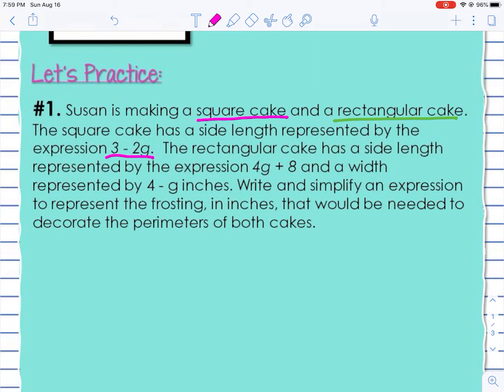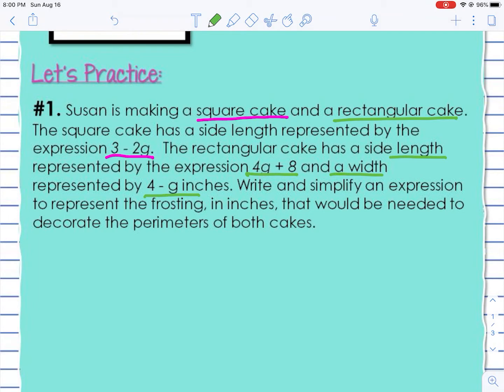The rectangular cake has a length represented by the expression 4g plus 8 and a width represented by 4 minus g inches. Those might be important too. So length 4g plus 8 and width 4 minus g. Write and simplify an expression to represent the frosting in inches that would be needed to decorate the perimeters of both cakes. Okay, word problems.